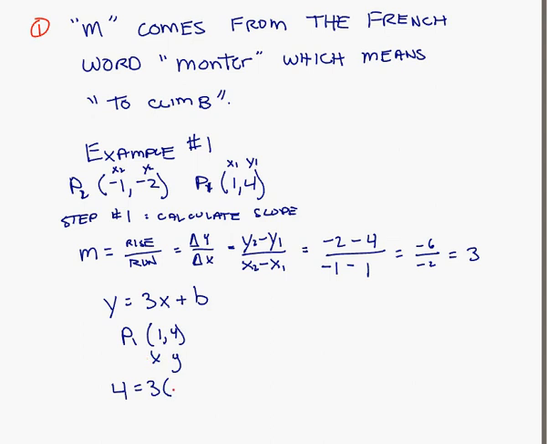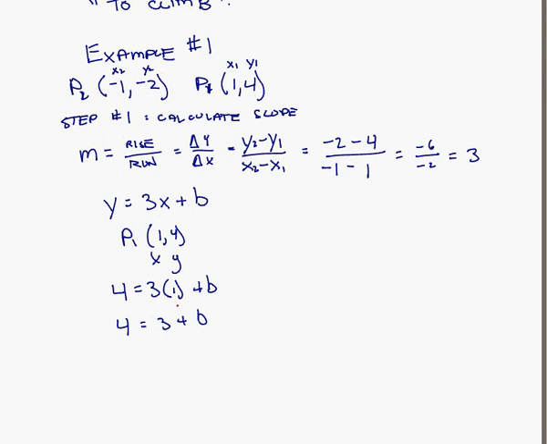So I have 4 is equal to 3 plus b. And now all I need to do is subtract 3 from both sides of the equation. And I wind up finding that b is equal to 1. So my equation then will be y is equal to 3x plus 1.